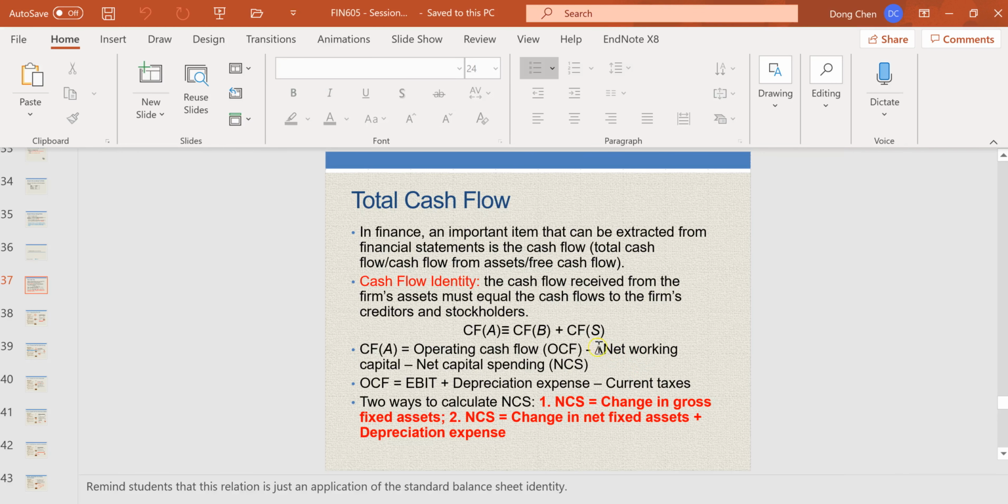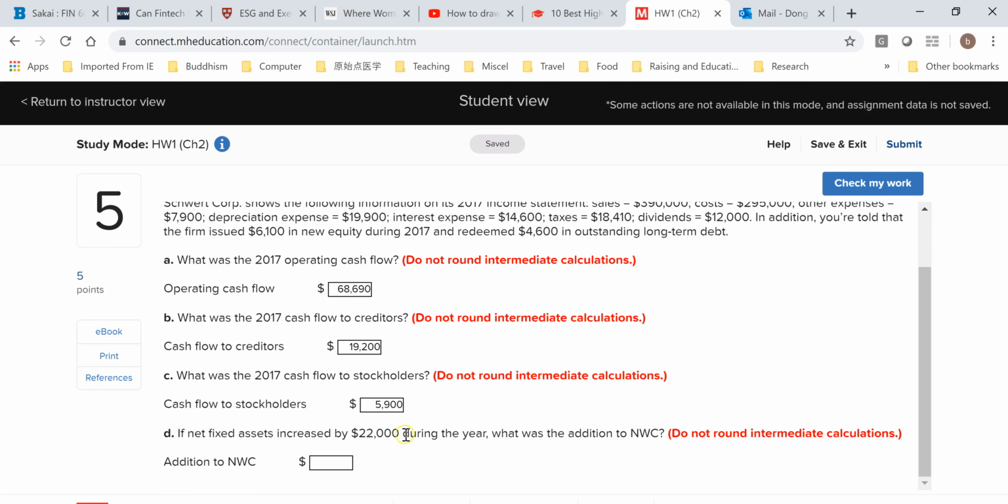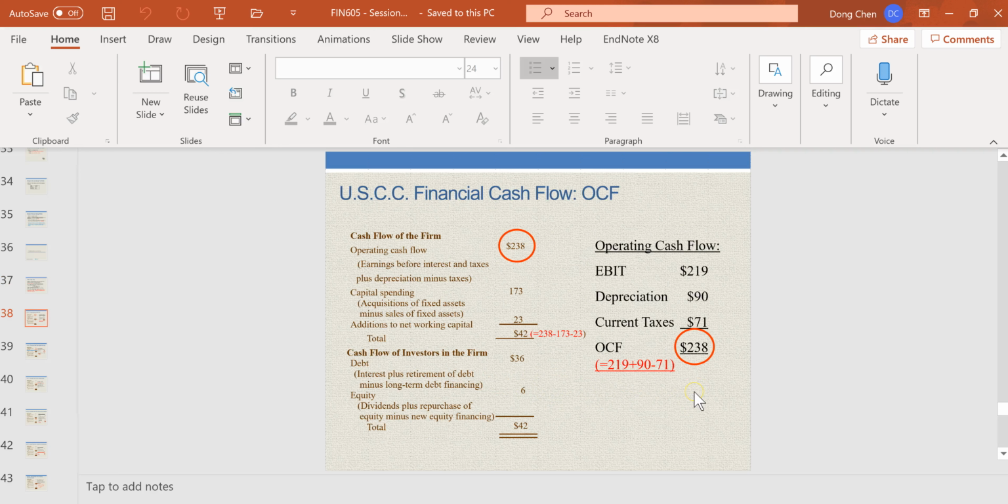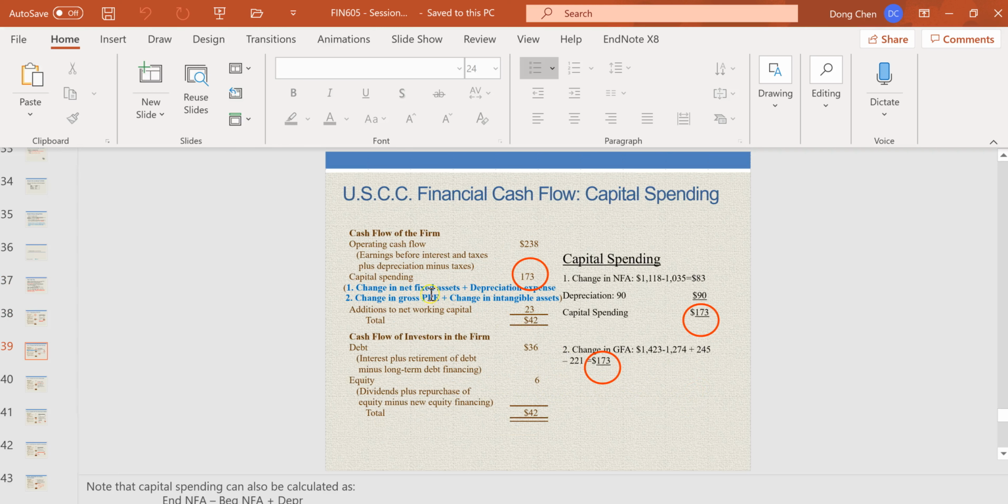So from this formula here, we have connected with what we are required to calculate, and then minus net capital spending. So this net capital spending will be connected with this information provided, the change in the net fixed assets. Because one way to get this net capital spending is basically the change in net fixed assets. If you check my slides here, the first way is the change in net fixed assets plus depreciation expense.